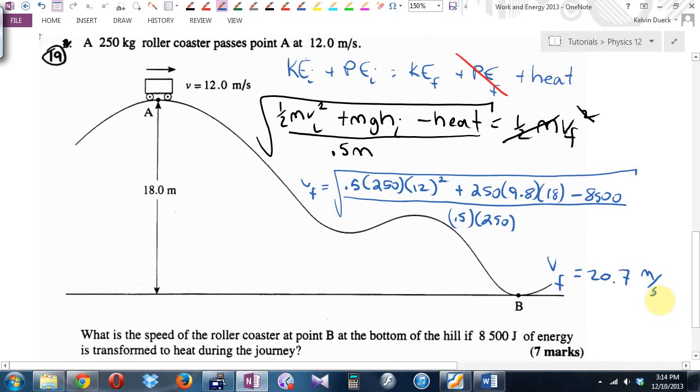I knew this. How fast was I going at the top of the hill, Ryan? Am I going to be going faster or slower at the bottom of the hill? In other words, if I got an answer less than 12, I know I screwed up, right? There's some built-in error checks. Not going to get a negative answer.